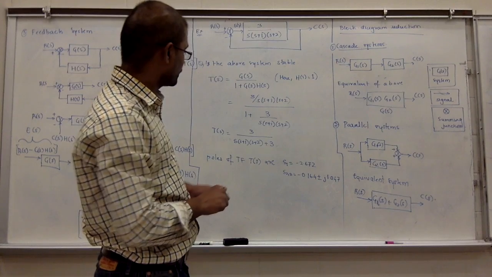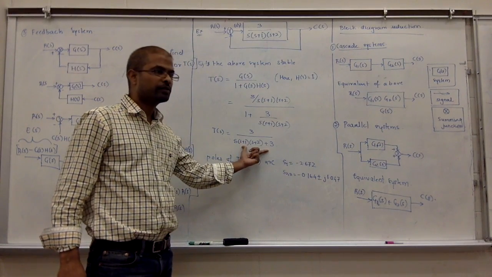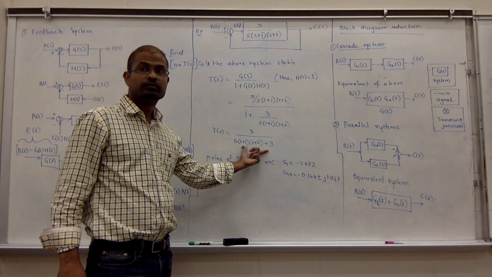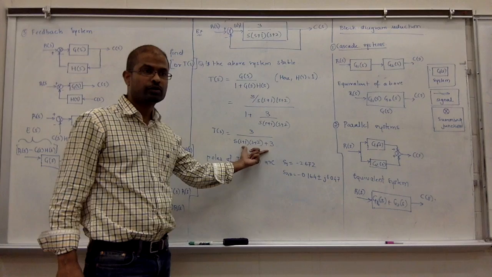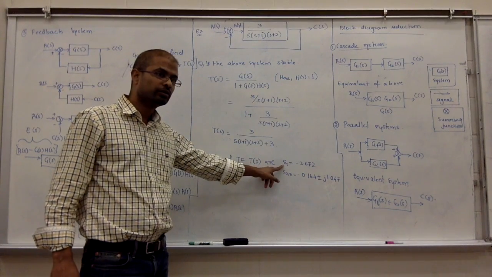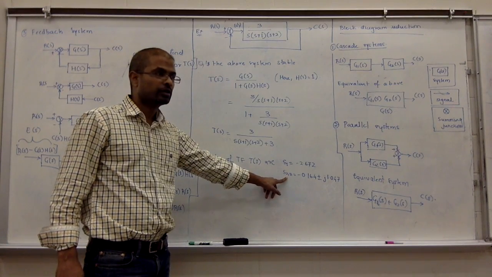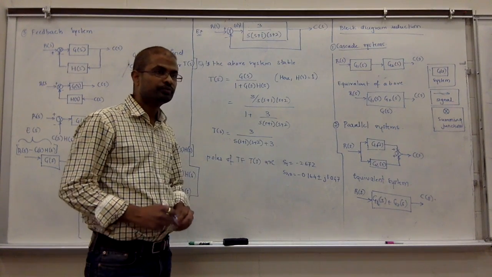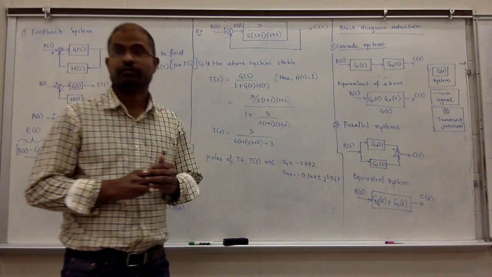Okay. So if you see the polynomial, what order of polynomial is this? Third order, right? So how many poles will be there? How many roots will be there? 3 roots. This is the first root. And this is the second and third. These are complex roots. So is the system stable?